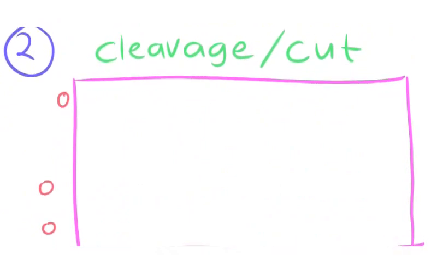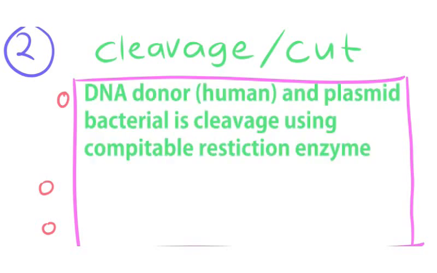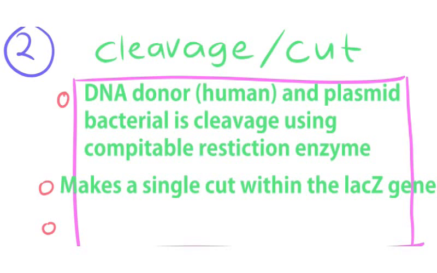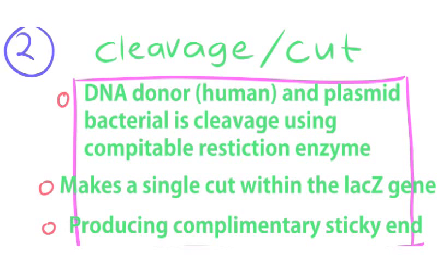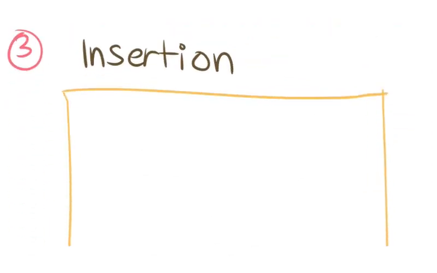Secondly, cleavage or cut. Cleavage or cut is when the DNA donor, for example human, and the bacterial plasmid are cleaved using a compatible restriction enzyme. It makes a single cut within the ligase gene site of cloning and provides complementary sticky ends.